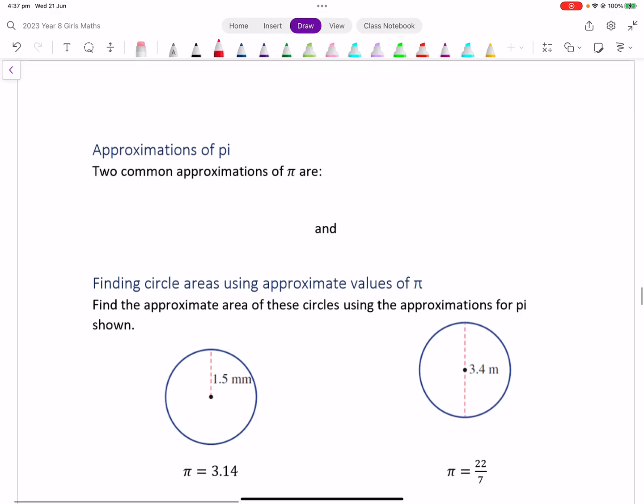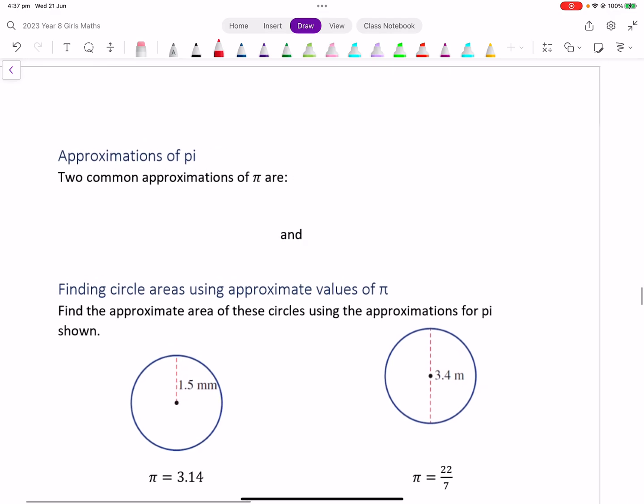All right, now sometimes we're asked to do questions that have an approximation for pi, as opposed to just using your calculator value for pi, which has got 10 plus decimal places. And if you don't use the approximation that you've been asked for, you might actually get the wrong answer. So let me introduce you to these. Some of you may have seen these before.